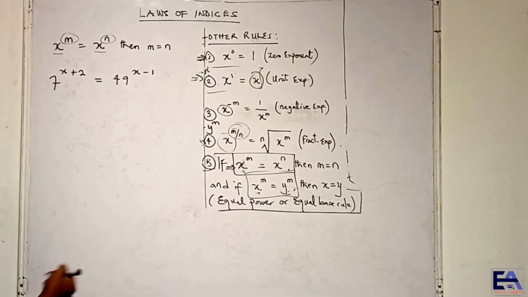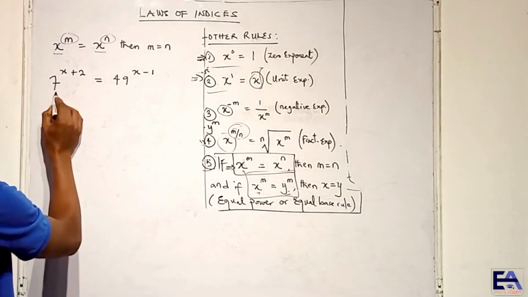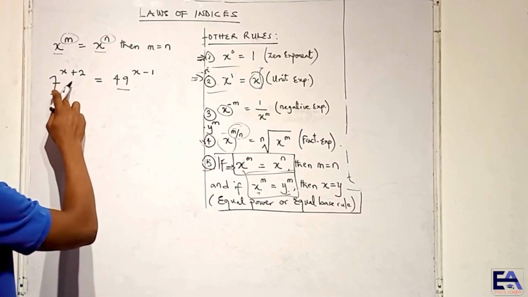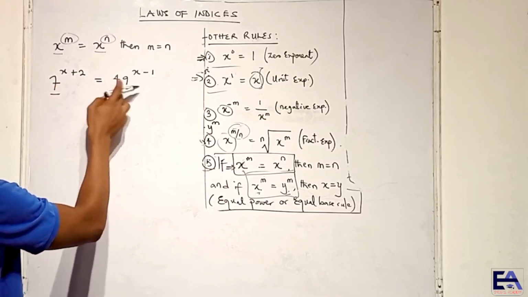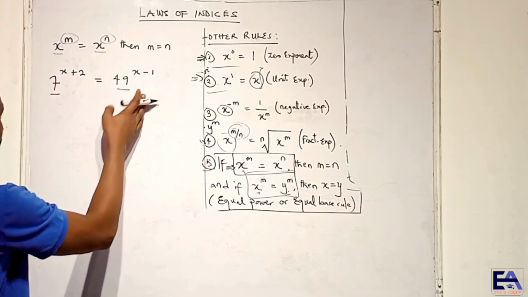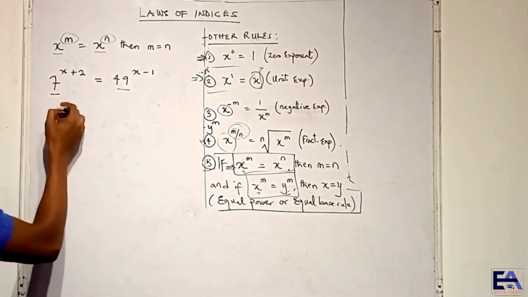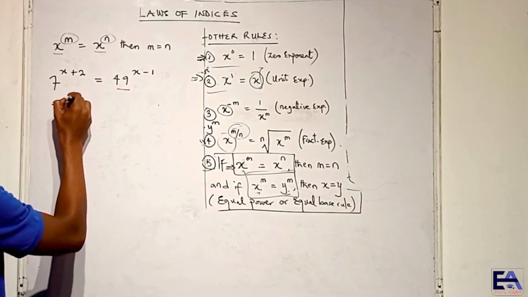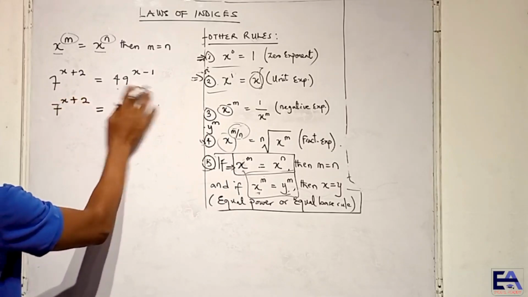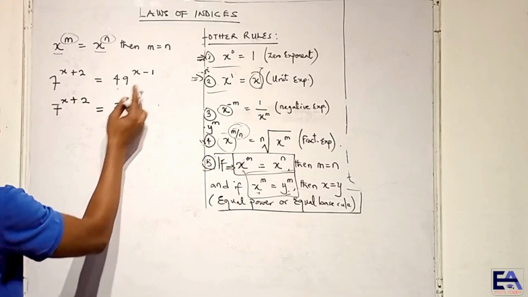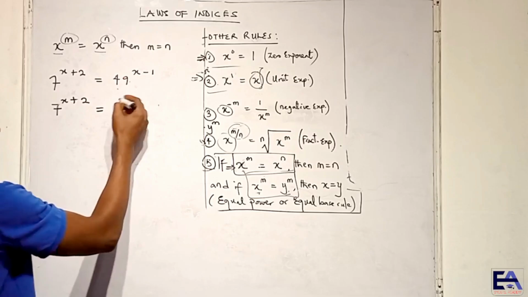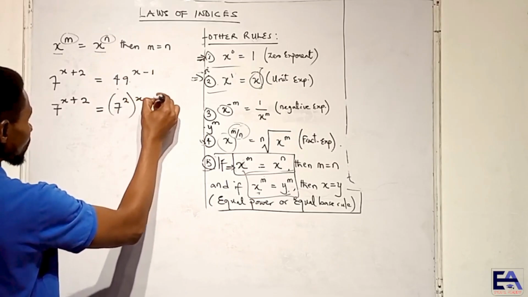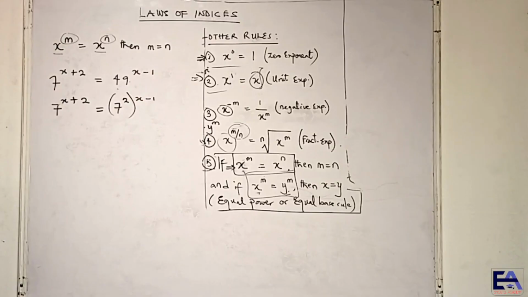To solve this question, all you need to do is find a way to make the two bases equal. As you can see, 49 is a multiple of 7. Like 7 times 7 is 49. All right, so instead of writing 49, we can change it. We say 7 raised power x plus 2 is equal to 7 raised power 2, that is, 49 is the same as 7 raised power 2, then we put the original power there, which is x minus 1, which is fine. All right?